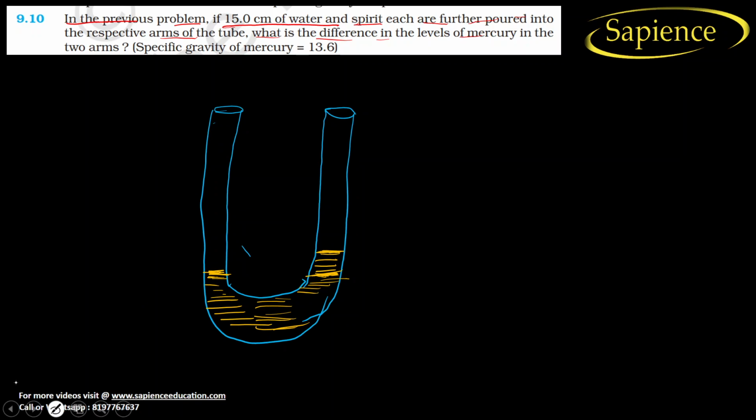Now see here, at this level we have the same pressure. Now the scenario you should understand. From this we also have a spirit column of 12.5, and there is water in this. The height of the water in the earlier case was 10. Now we need to put 15 centimeter on both sides.